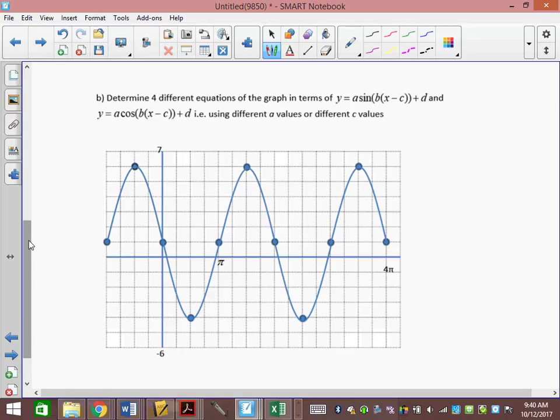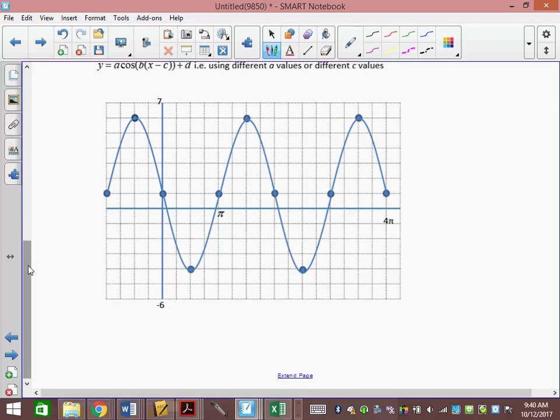The C value could be any max and any min, but they usually pick the closest. They'll usually say the smallest translation away from the y-axis so that they can consistently pick one. But they could pick the next max over too, right? Technically. Okay. So determine 4 different equations for the graph that you actually have.